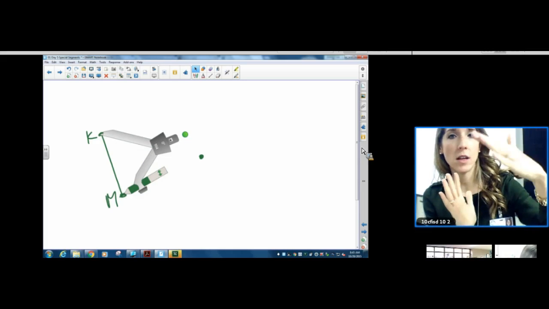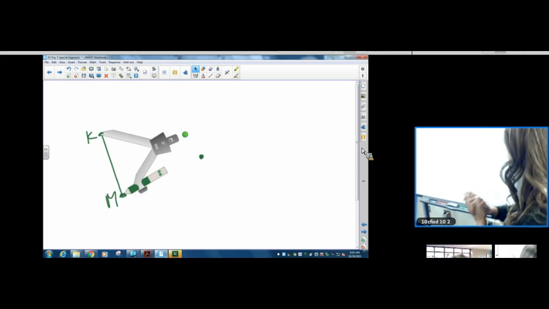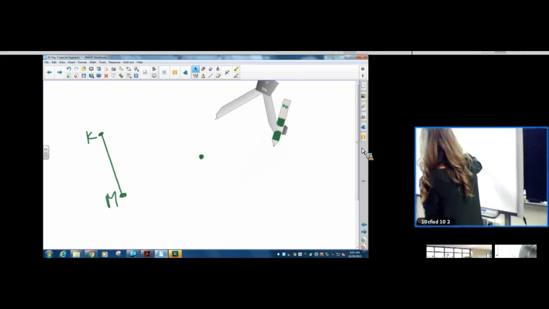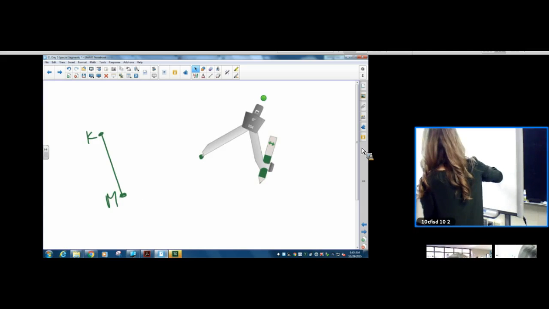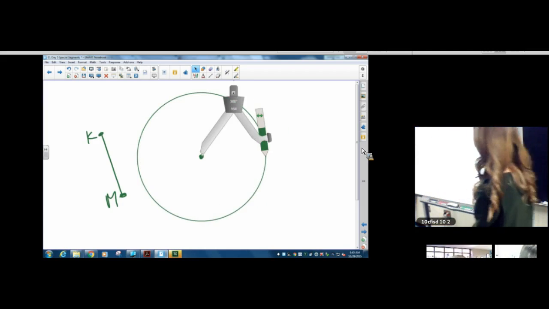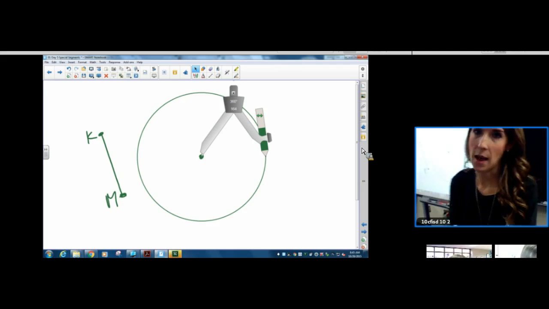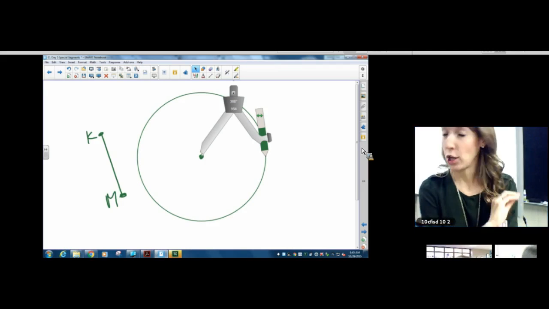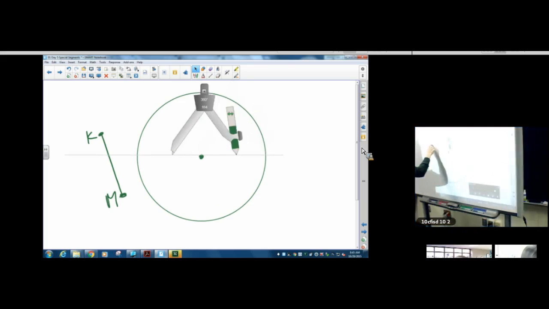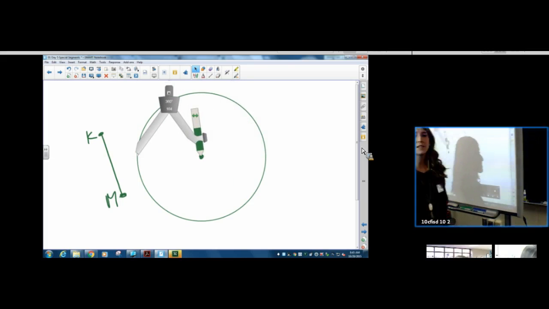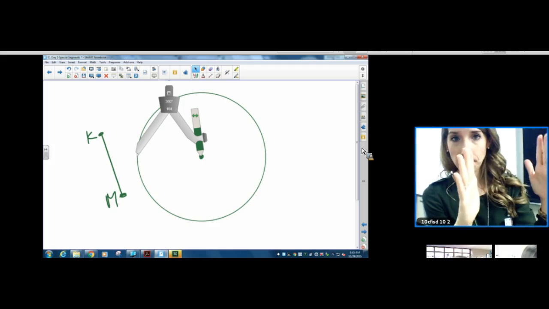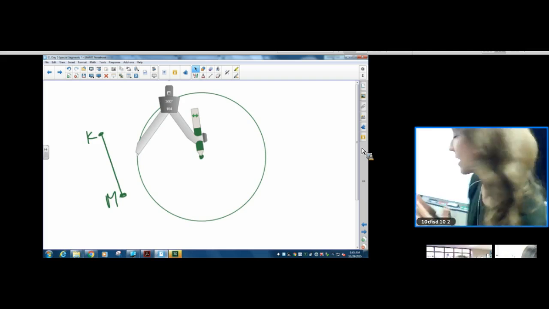You open it to how long you want each side to be. So I've done that. Then you hold on to that compass setting, and you put the needle at your center, and you draw a circle. Now, after you draw a circle, the next step is to draw another congruent circle where the pencil goes through the center of the original circle. So I moved my compass over. It still has the same radius.